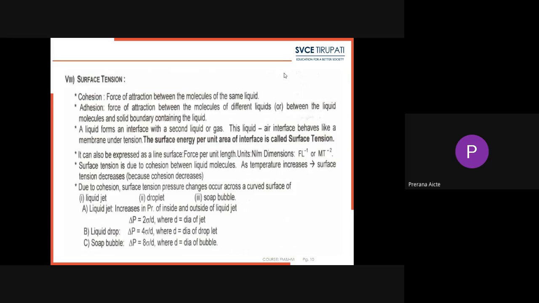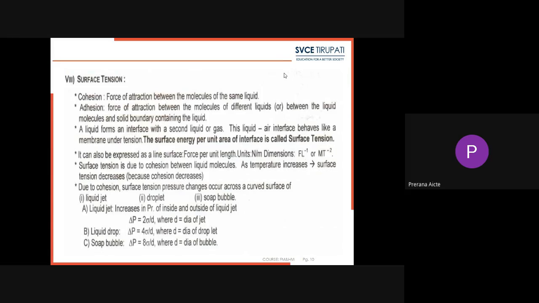Another property of the fluid is surface tension. Surface tension mainly acts due to cohesion and adhesion. Cohesion means the force of attraction between the molecules of the same liquid, and adhesion means the force of attraction between the molecules of different liquids, or between the liquid molecules and the solid boundary containing the liquid.